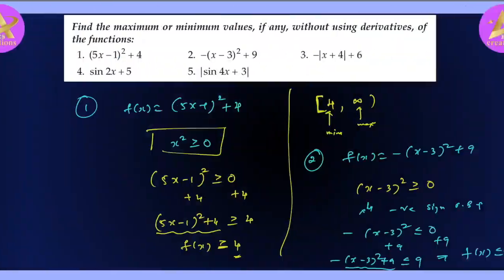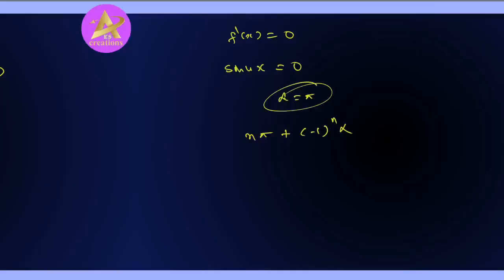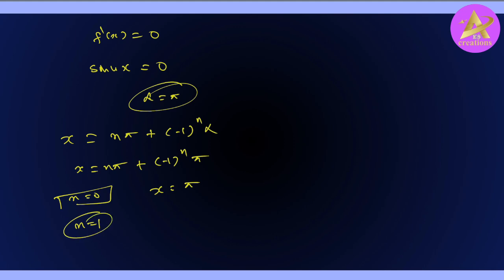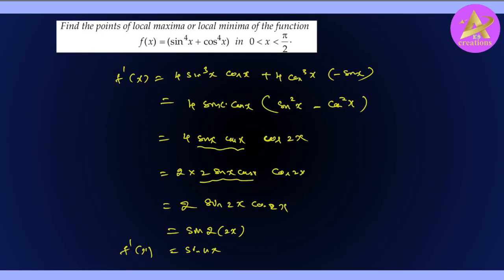Okay, n is any integer. These are the x values. Alpha is nothing but pi here, plus minus 1 power of n pi. If we take n equal to 0, we get x equal to pi. If n is equal to 1, we get minus pi, we get 0, right? Next, if you take n is equal to 2, what is the interval given?